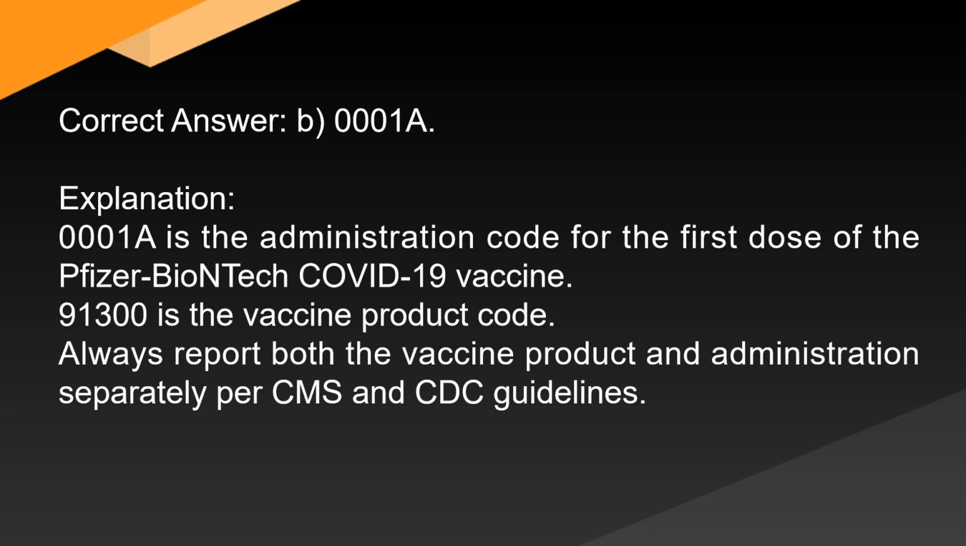Explanation: 1A is the administration code for the first dose of the Pfizer-BioNTech COVID-19 vaccine. 91300 is the vaccine product code. Always report both the vaccine product and administration separately per CMS and CDC guidelines.